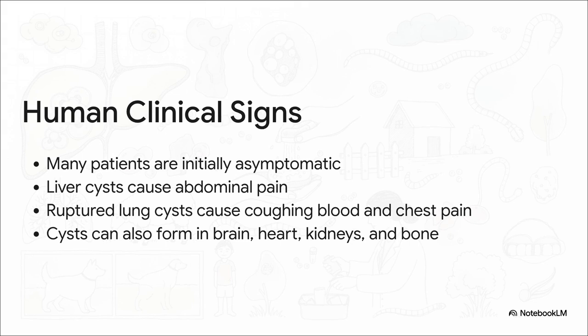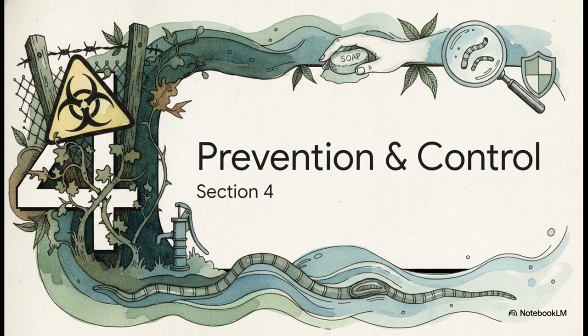When those symptoms finally do show up in humans, it really depends on where the cyst decided to park itself. The liver and lungs are the big ones. If a cyst is swelling up in the liver, the patient is going to have some serious abdominal pain. If it's in the lungs and that cyst ruptures, that is a massive medical emergency. They might start coughing up blood and feeling awful chest pain. And while it's less common, these things can even end up in the brain, the heart, the kidneys, and even your bones.